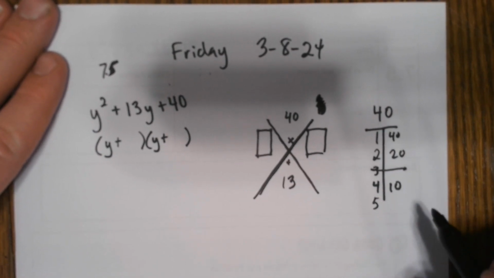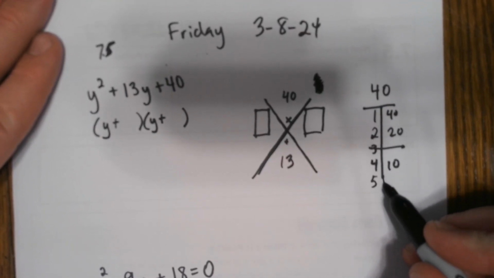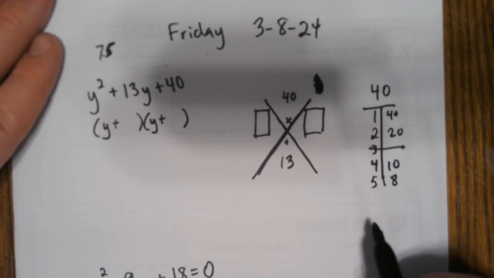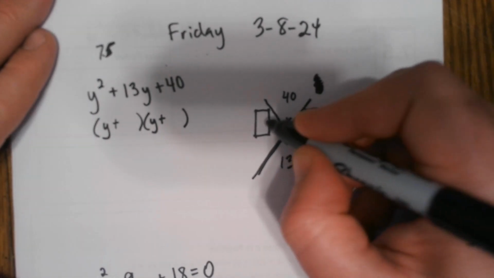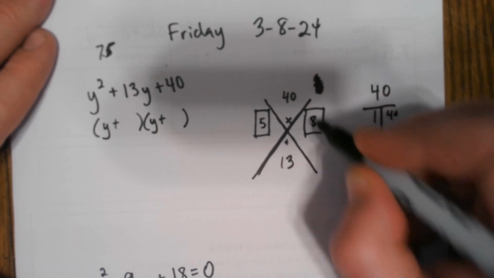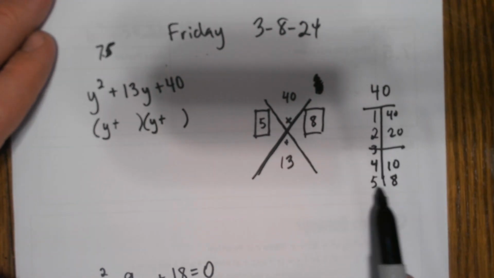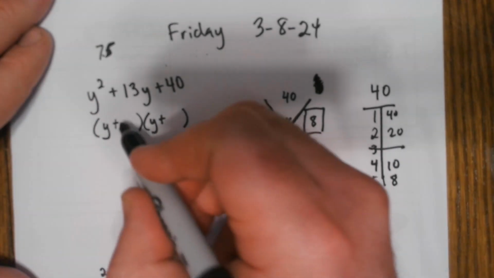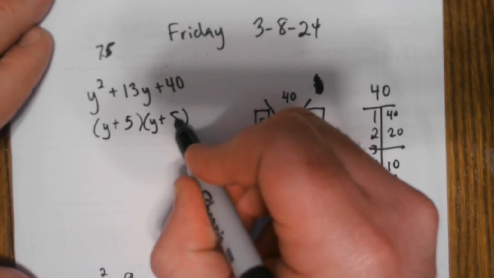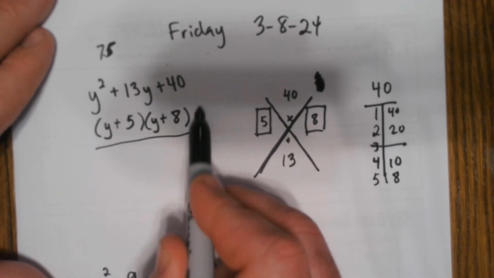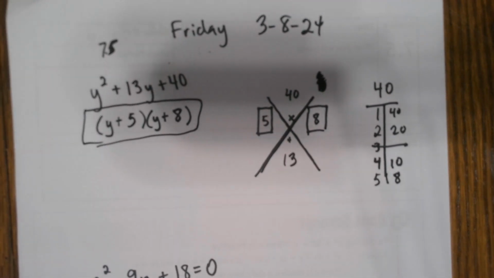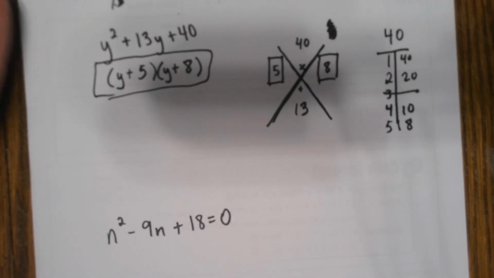Does 5 go into 40? It does, 8 times. Is 5 plus 8 13? Yes, it is, so that is our answer. We're going to use positive 5 and positive 8. That's going to go right here, 5 and 8. So we have successfully factored this trinomial. That's all this question is asking us to do.